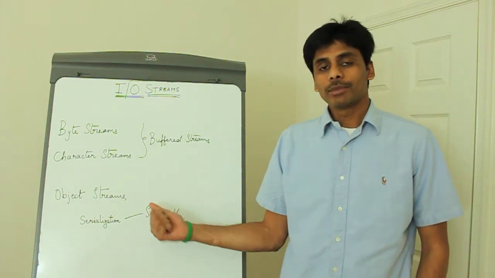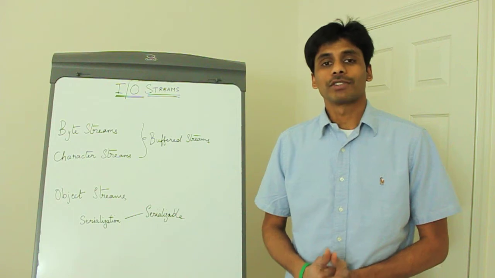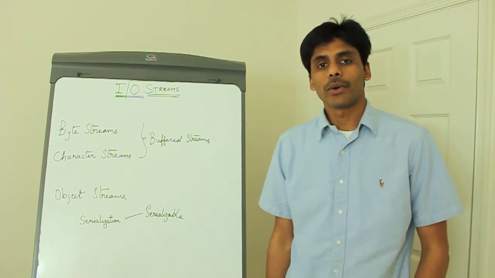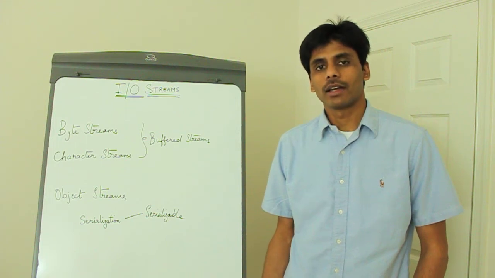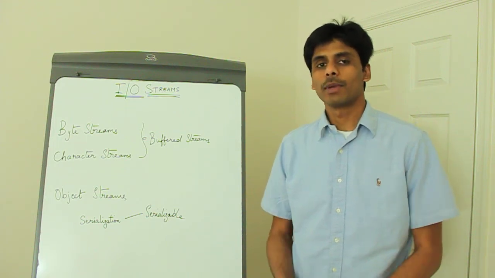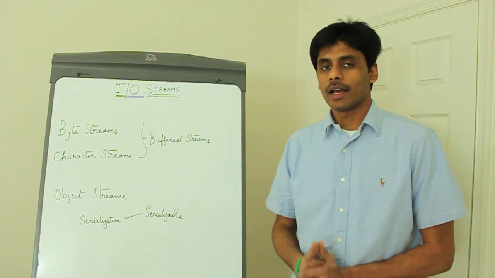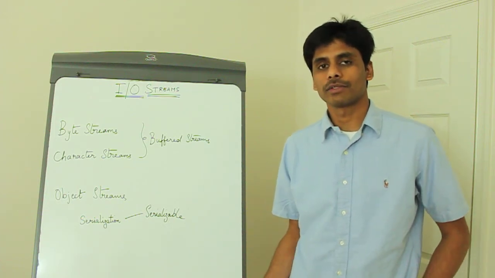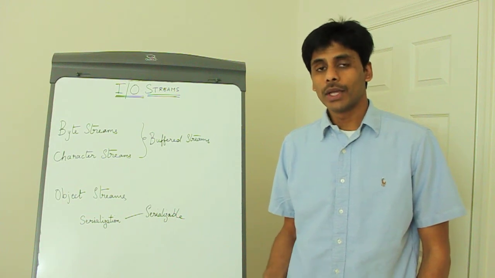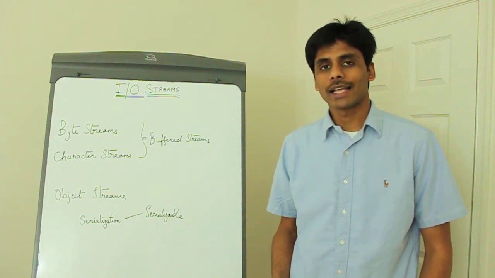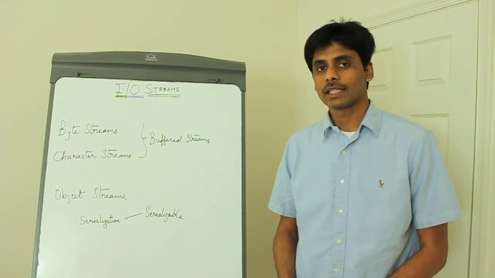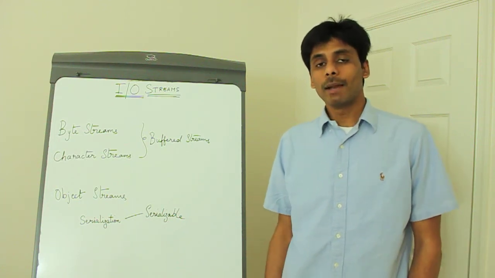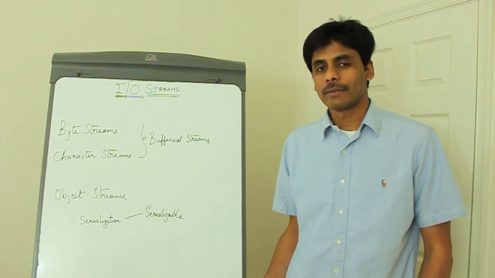Before we move on to object streams, you should understand the process of serialization. Serialization is the process which allows you to write any object to a stream. It could be a file or it could be a network, as I have just mentioned. So you can write an object to a stream using the process of serialization. And to do that, you have to mark your class as serializable. So your class that you want to write onto a network or a file should be implementing the serializable interface.